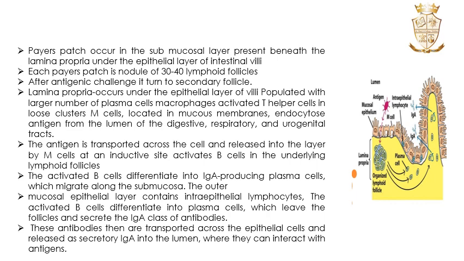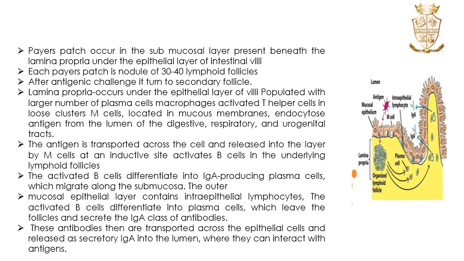Antigen transported across the epithelial layer by M cells at an inducing site activates B cells in the underlying lymphoid follicle. The activated B cells differentiate into IgA-producing plasma cells which migrate along the submucosal layer. The outer mucosal epithelium contains intraepithelial lymphocytes. The activated B cells differentiate into plasma cells which leave the follicles and secrete the IgA class of antibodies. These antibodies are then transported across the epithelial cells and release the secretory IgA into the lumen where they can interact with the antigens.